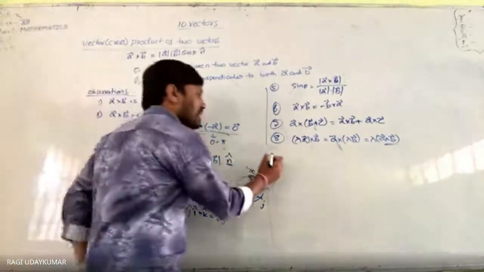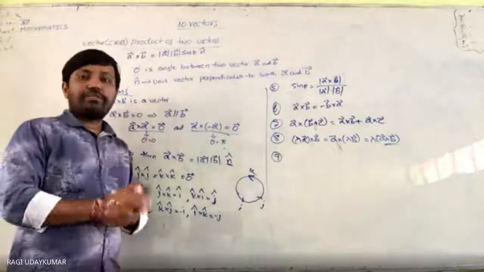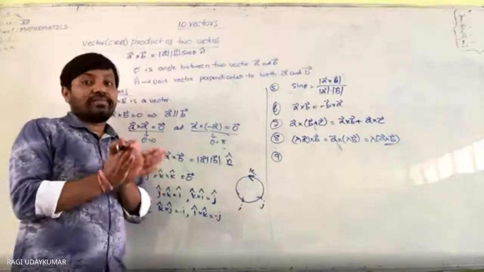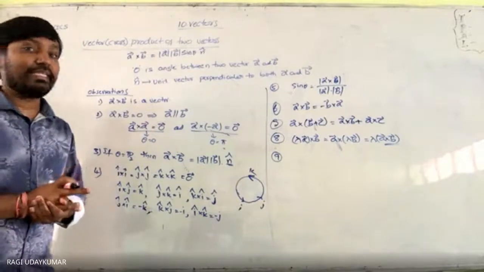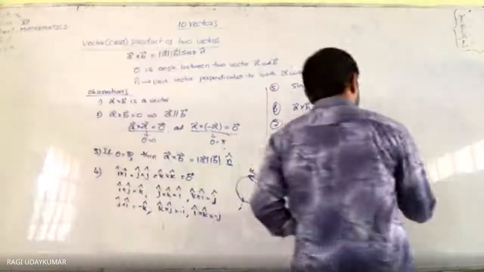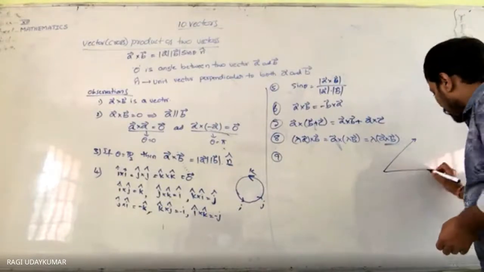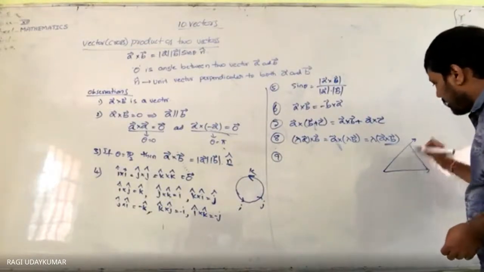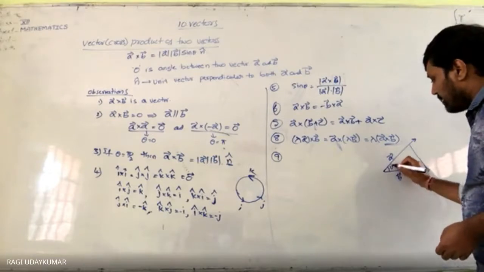And along with this, the area of the triangle: if two adjacent sides of the triangle are given to you, suppose that is nothing but a triangle. In one triangle, if it is given to you, this is a vector, and these two vectors are given to you, two adjacent sides, and this is the angle between them.